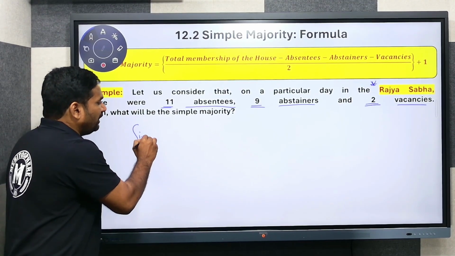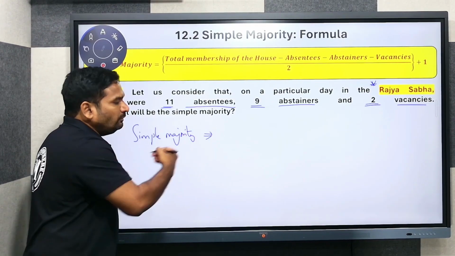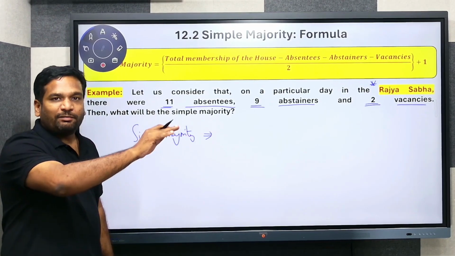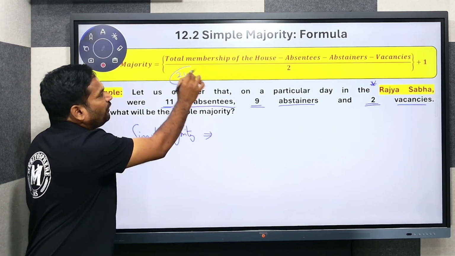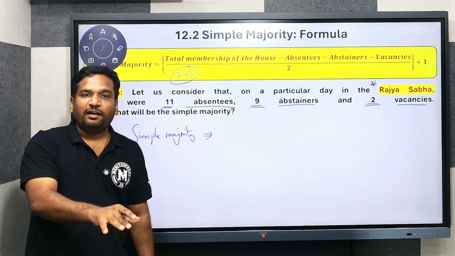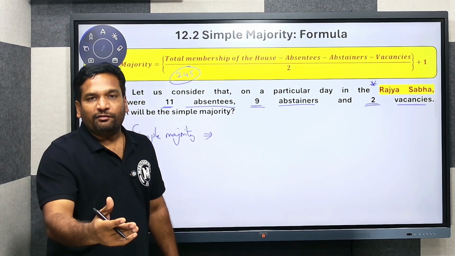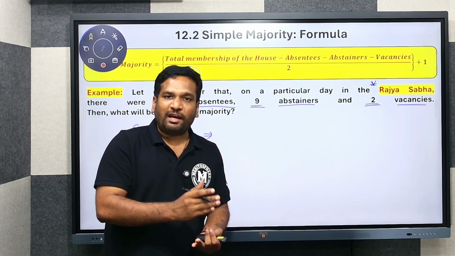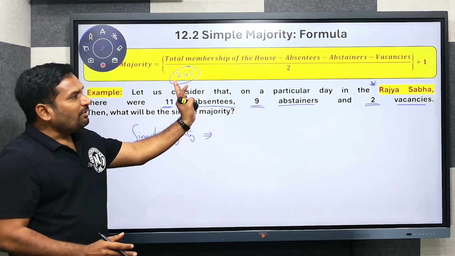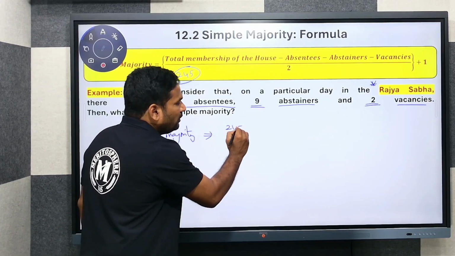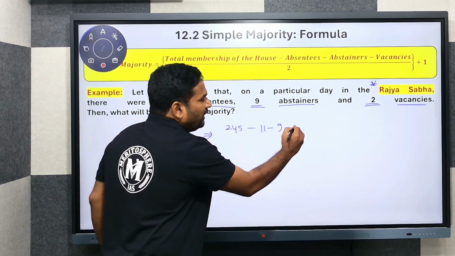So here the simple majority equals to... the total membership of the Rajya Sabha is 245. I have discussed this at the introduction of the lecture, giving an idea of the total membership of the house, maximum strength, sanctioned strength, vacancies, abstainers, and absentees. So the absentees here are 11, abstentions are 9, vacancies are 2.